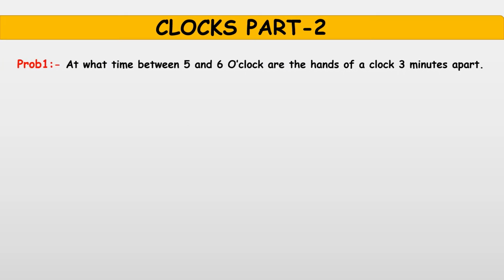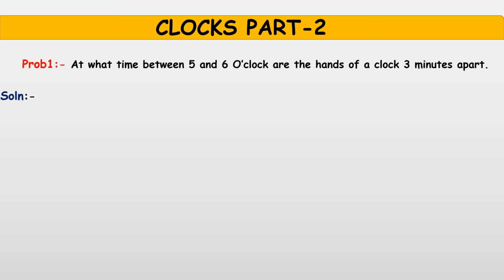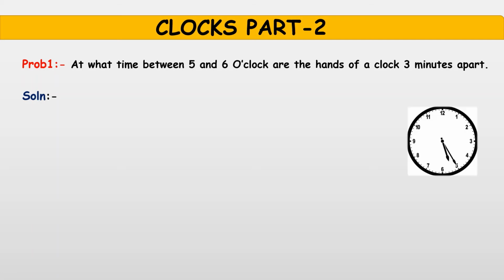Let's move on to problems. In the previous class we saw a couple of standard problems. Now we will take some more problems. The first problem says: at what time between 5 and 6 o'clock are the hands of a clock 3 minutes apart? The time is between 5 and 6, and both the hands are 3 minutes apart. We need to find that time.